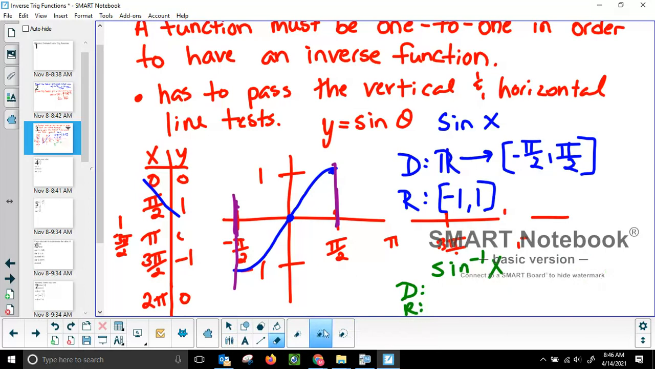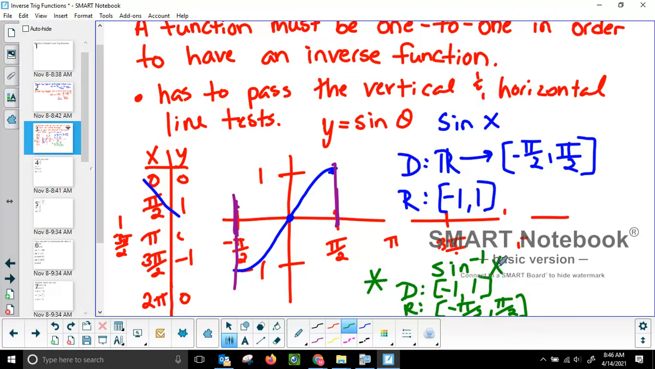So with inverses, x's and y's just switch. When we talk about domain and range, domain is the x's, range is the y's, so these would switch. So now my domain will be -1 to 1, and my range will be -π/2 to π/2. This is very important to know.